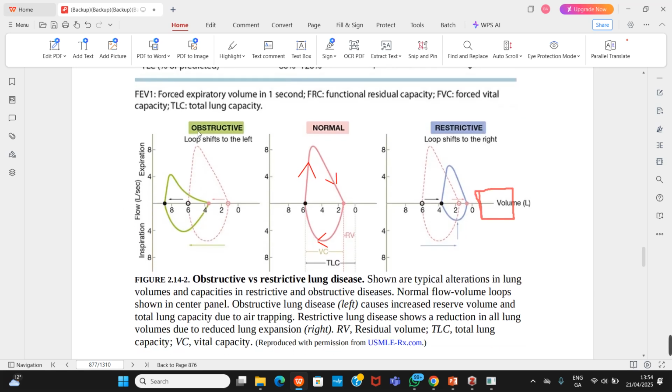Yeah. So this is a loop. We don't actually need to waste any time. We can just code it. People with restrictive lung disease, the loop is going to shift to the right. So once you are seeing the loop shifting to the right, just look at the name, restrictive, it goes to the right. If it's obstructive, it goes to the left.